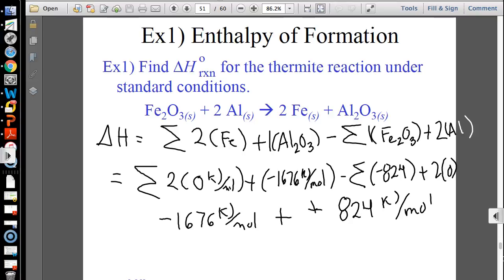Okay. So negative 1676 plus 824, and you get negative 852 kilojoules per mole. Now I know that wasn't that bad. This is actually like the easiest thing. True. But it just looks like a hot mess. It looks so scary.